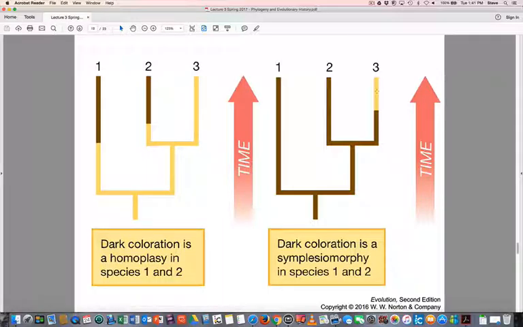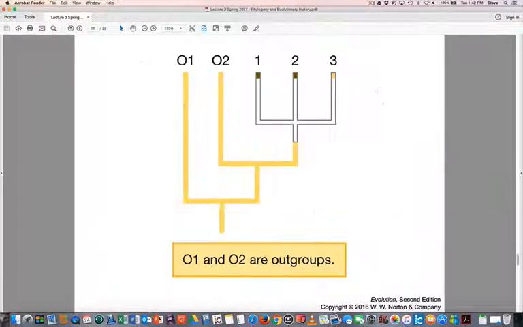Now let's look at how we often resolve some of this and come to a better understanding of how characters evolve. The way we do this is through what we call outgroups. Here we have outgroup species 1 and outgroup species 2, and we usually choose things that we know are ancestral or outside the species we're interested in. We're not interested in determining the phylogenetic relationships here. We use these outgroups to polarize the change in the evolutionary states of characters.